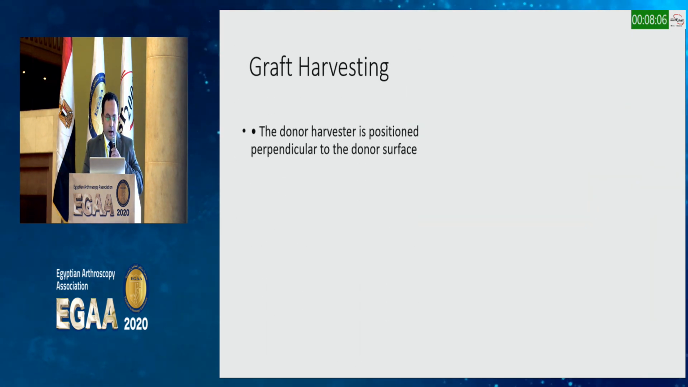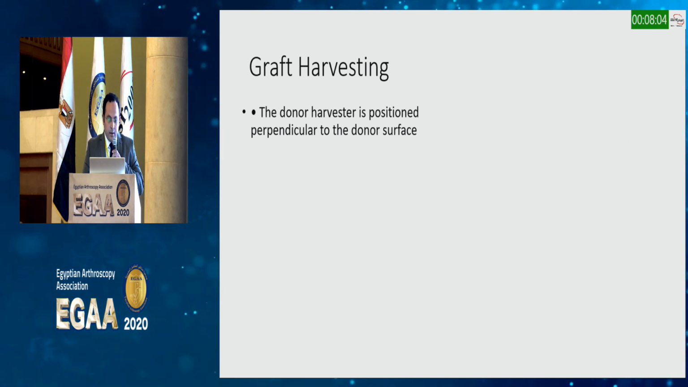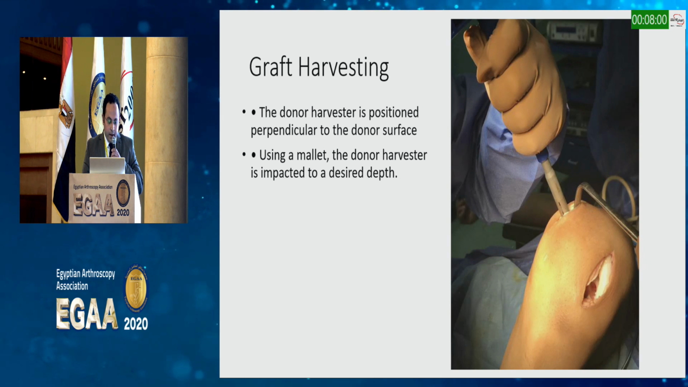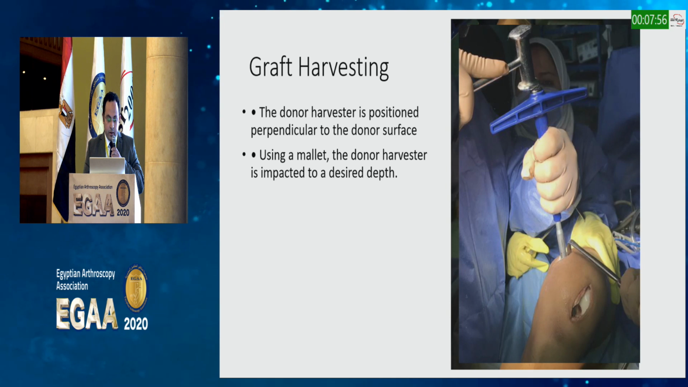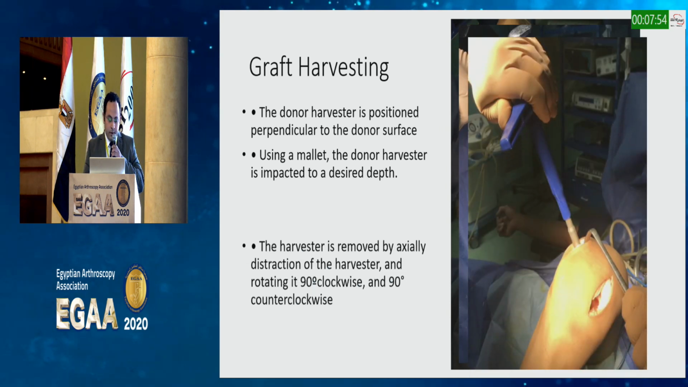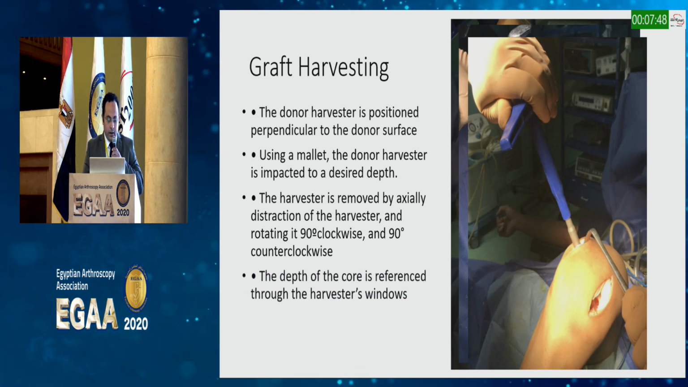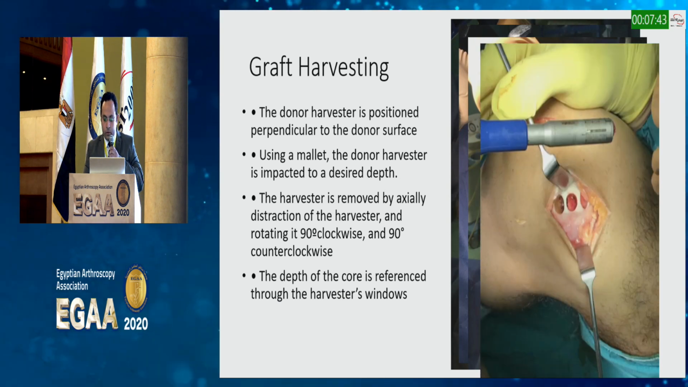Then harvesting of the graft: the donor harvester is positioned perpendicular to the donor surface, and using a mallet, the donor harvester is impacted to the desired depth corresponding to the recipient socket. Then the plug is extracted by axial distraction of the harvester, rotating it 90 degrees clockwise and 90 degrees anti-clockwise. The depth of the core is referenced through the harvester window.